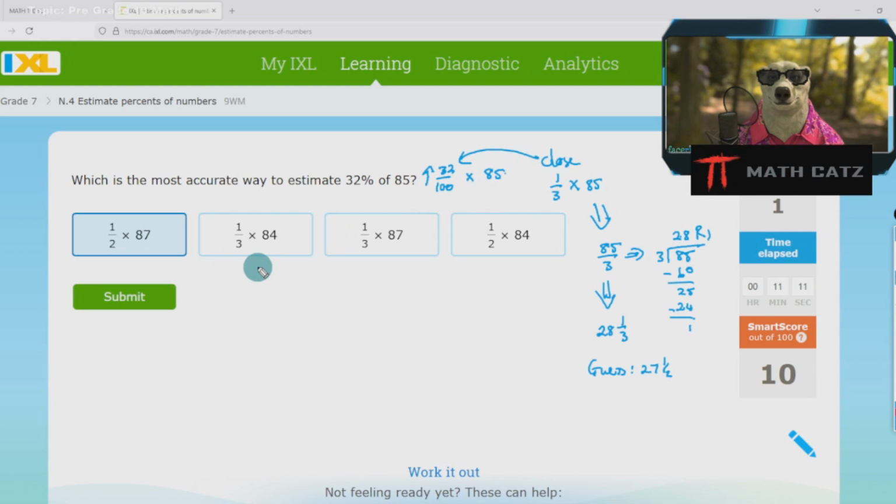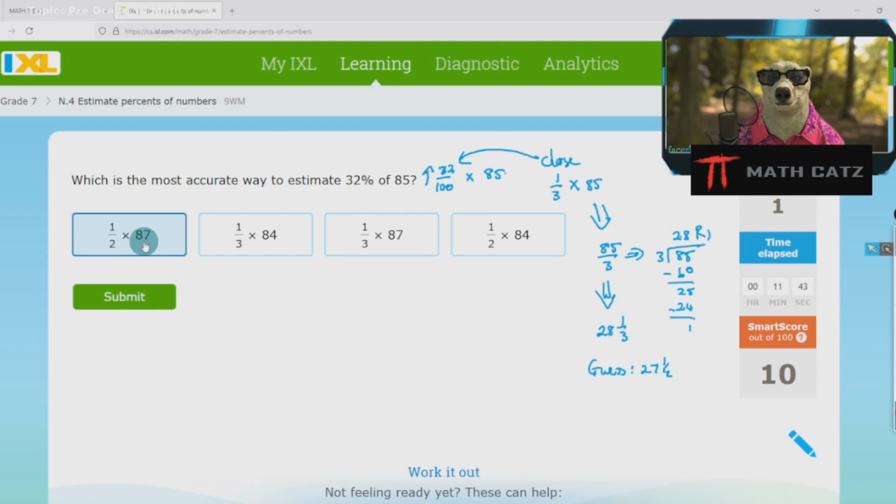So now we have to annoyingly see which of these gets me close to my current guess, which I know is pretty close. It's in the 27s. Some of these are going to be much, much more aggressively estimating than we want to be. So let's look at the half of 87.